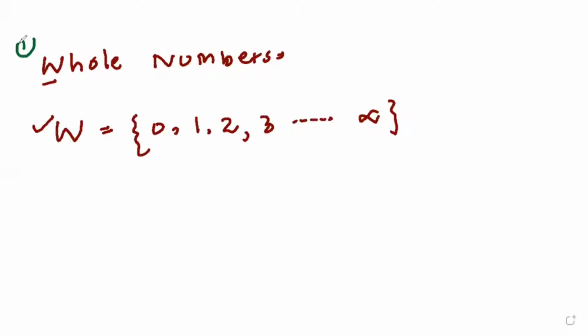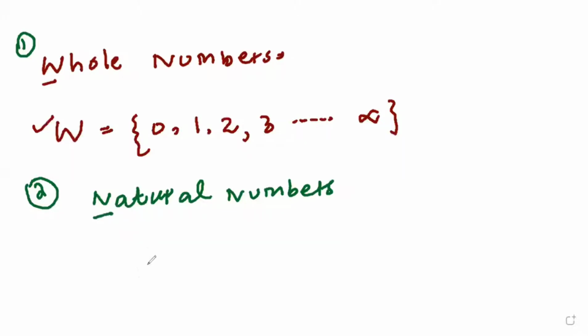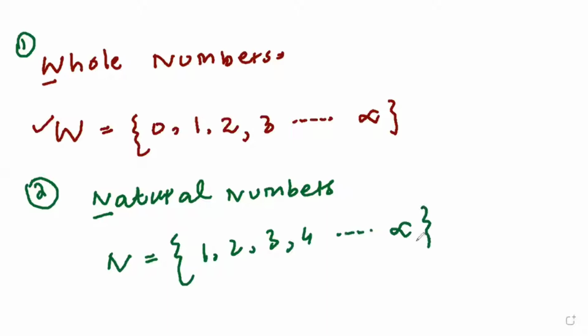So after that, we should know about the natural numbers. Natural numbers are denoted with N, and these numbers are 1, 2, 3, 4, and so on, to infinity. The difference between the whole numbers and natural numbers is the 0. You can see there is 0 with the whole numbers, and no 0 in the natural numbers. They start from 1. All right.